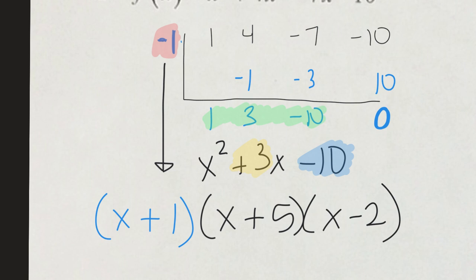Okay, so then your last step for your homework is to take your factors, set them equal to 0, and find all of your roots. Okay, roots or zeros or x-intercepts or solutions, those are all the same thing.